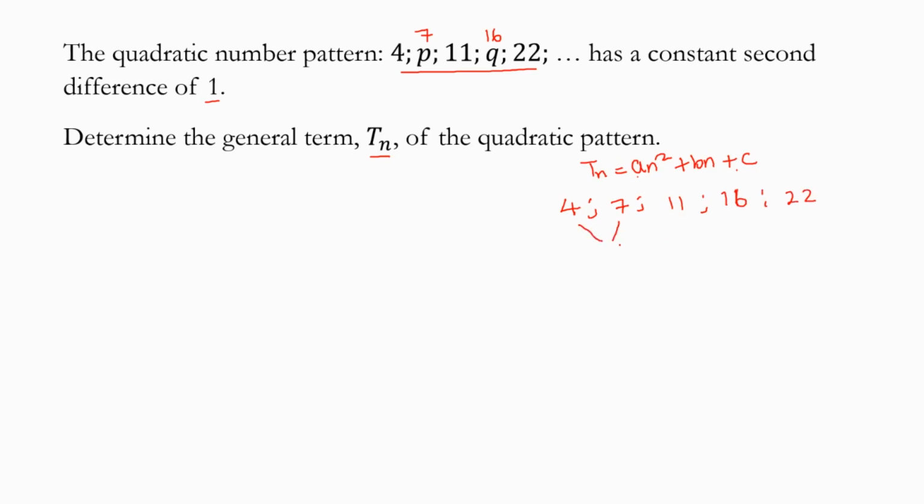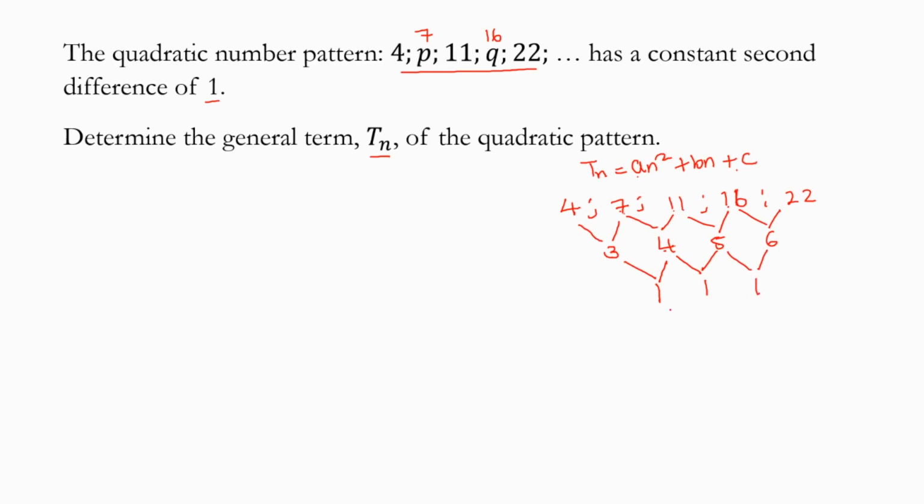Right, let's find the first differences. Remember, the first differences of a quadratic sequence form a linear sequence. So we have 3 here. 7 minus 4 is 3. 11 minus 7 is 4. 16 minus 11 is 5. 22 minus 16 is 6. Right, 4 minus 3 is 1. 5 minus 4 is 1. And then 6 minus 5 is 1.